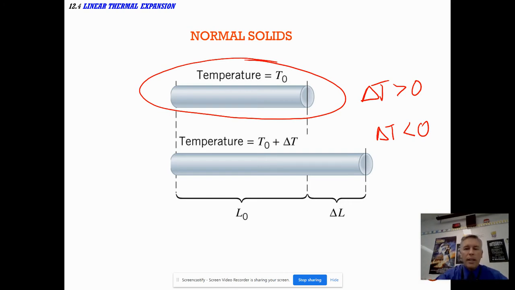So notice on here that I have the T plus delta T, but delta T could be positive or negative, and so therefore it could change. So this delta L could actually be smaller. In other words, it's contracting. So we're looking at expansion, but realize contraction falls in here as well as we're doing this.